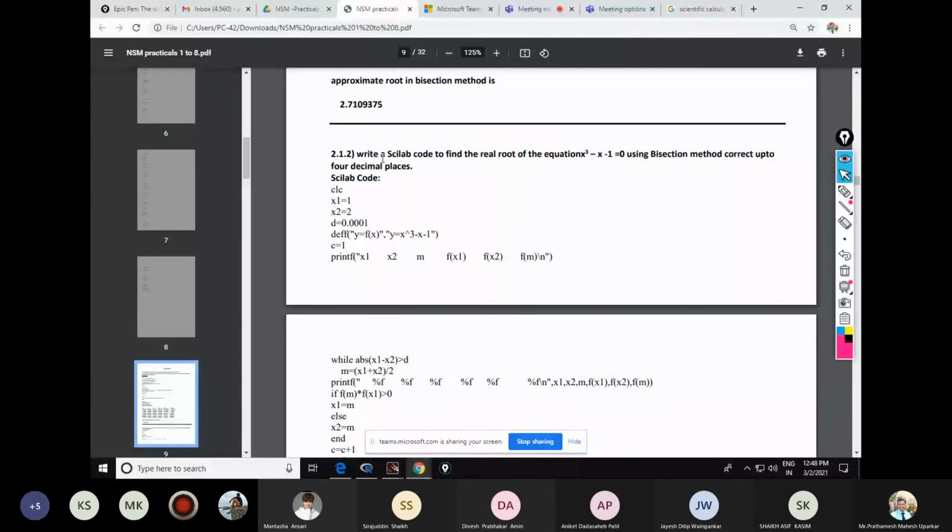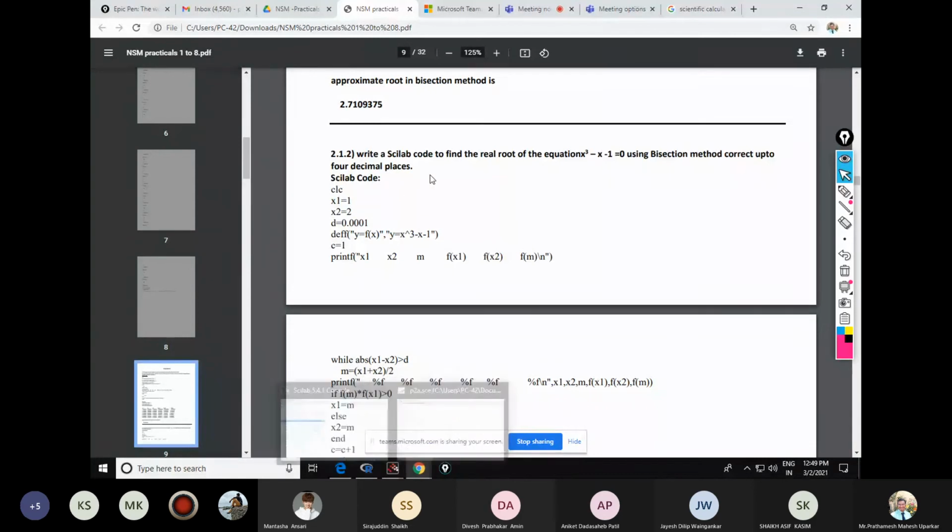Consider the equation. Write a Scilab code for the real root of the equation using the bisection method, correct up to 4 decimal places. 4 decimal places. I will write the code on my own and not look at the code. I will take the function x cube minus x minus 1 equal to 0 using the bisection method, correct up to 4 decimal places.